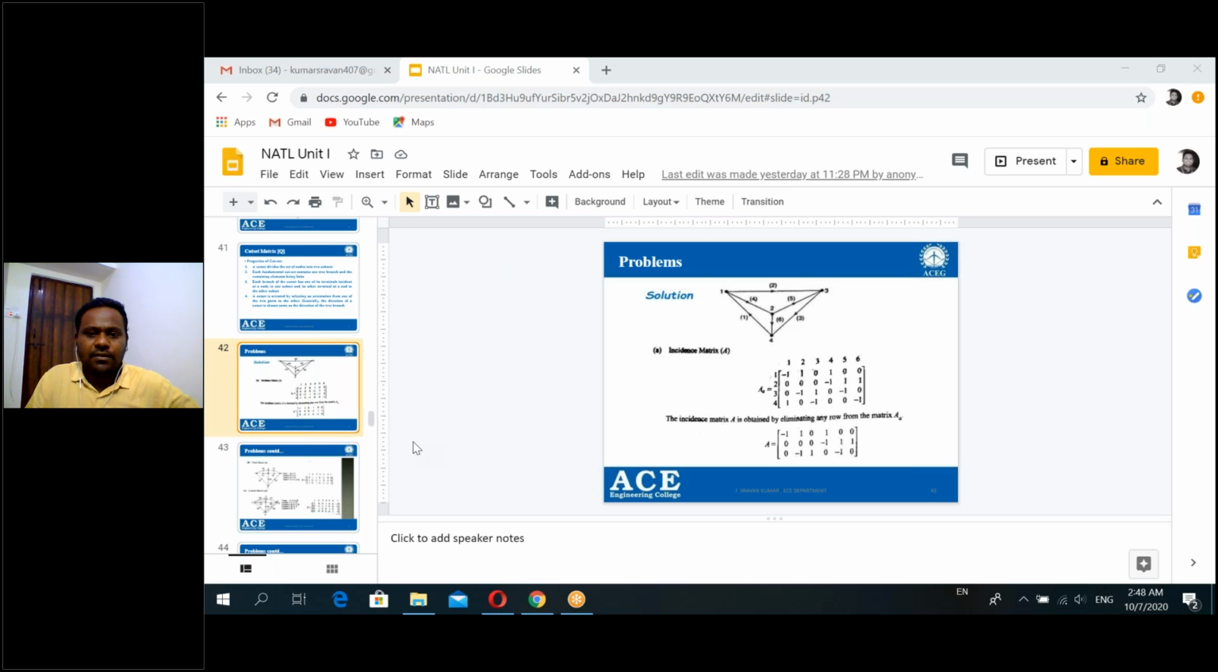In the previous class, we studied the three fundamental matrices: the fundamental incidence matrix, the fundamental tie-set matrix, and the fundamental cut-set matrix. We have seen the properties of the three matrices, and we also solved one problem for each matrix. Today, we are going to solve a few more problems for each matrix.